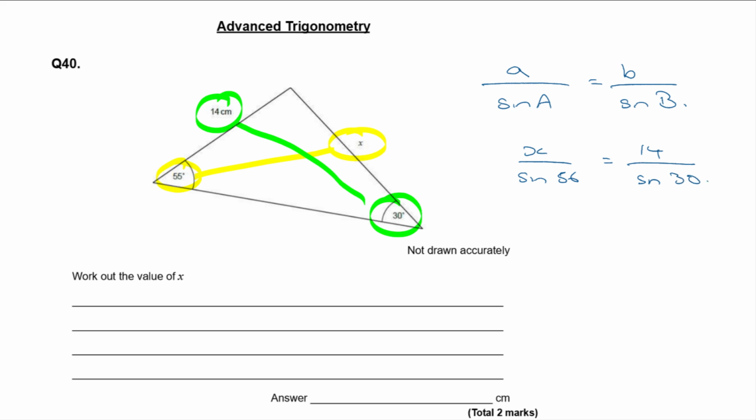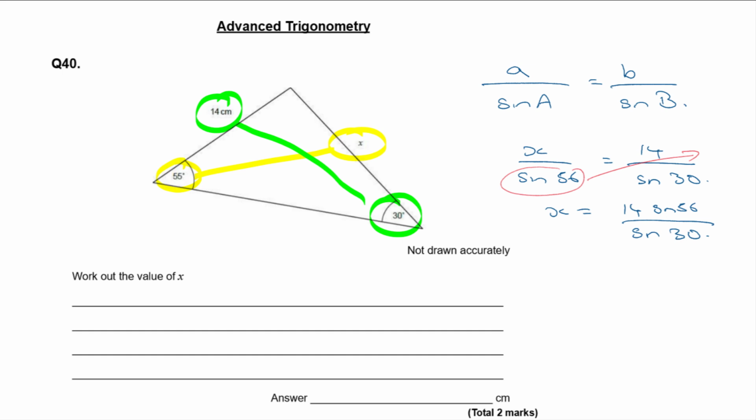Rearranging for x equals 14 sine 56. This just moves up here, doesn't it? Change sides, change signs. I'm going to bundle that over the top right, and then everything else stays where it is. So I get x equals 14 sine 56 divided by sine 30. Tap that into the calculator: 14 sine 56 divided by, take care of brackets when you've got more than one, sine 30. Well, sine 30 is a half, I know that already. That comes out to be 23.2.